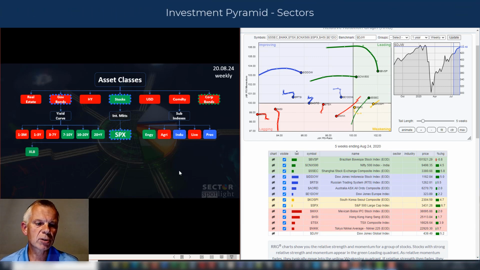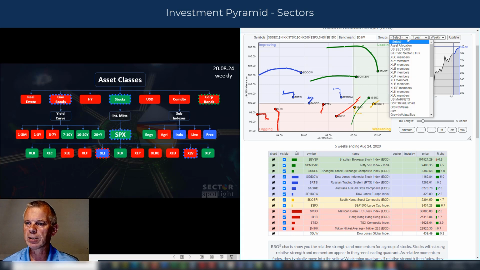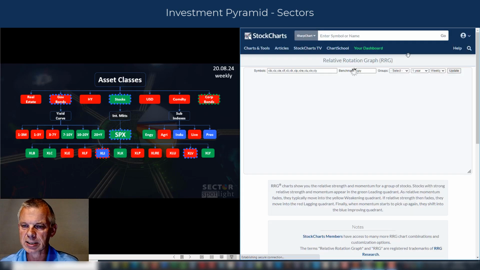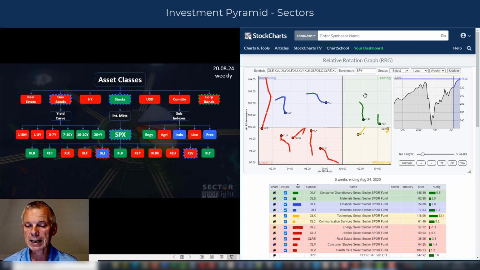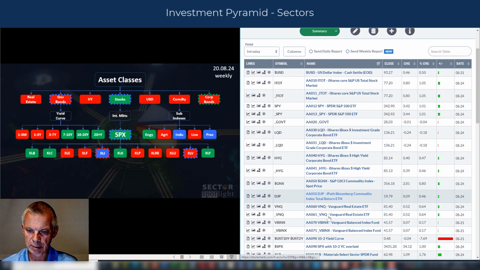Now let's move over to the individual sectors inside the S&P 500. We already discussed them briefly during our overview, but here we're going to put them in a longer term perspective and see how they're doing relative-wise versus the S&P 500. XLB, materials, inside the leading quadrant, but still strong. It's losing a little bit of relative momentum. Let me bring that chart up for you.